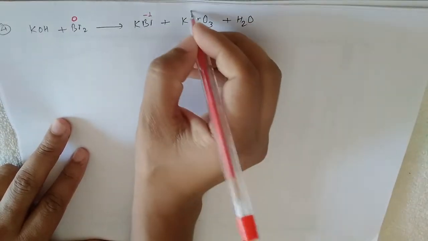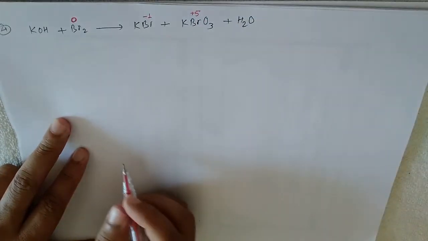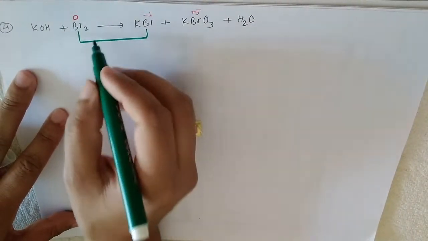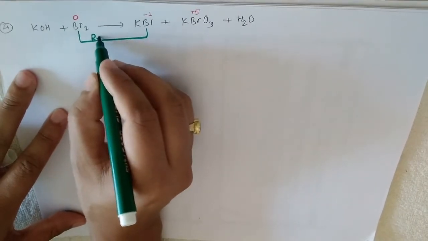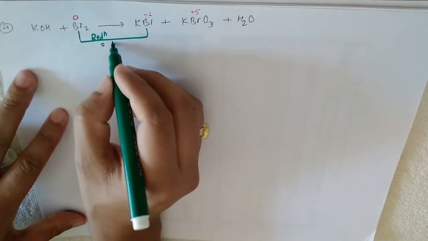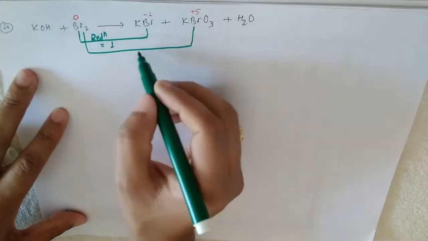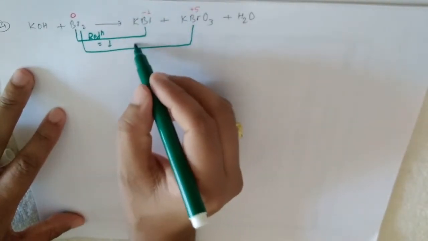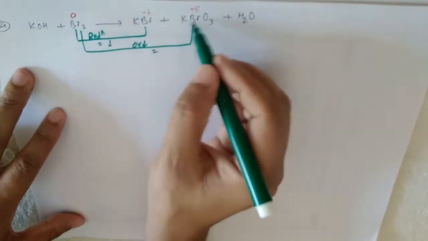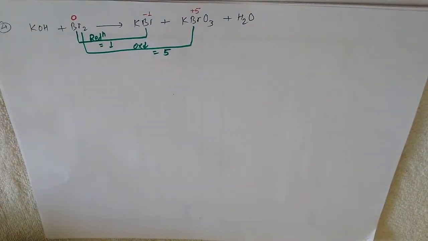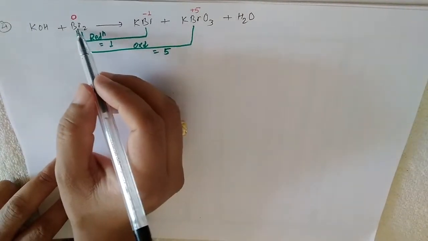In KBrO3 you can calculate that the oxidation number of Br is +5. Now this Br goes from 0 to -1, which is reduction, and the change is 1. And for this Br, oxidation, loss of electrons, 0 to +5, and the change is 5. 1 and 5. But Br2 is on the reactant side, here Br2 on the reactant side.